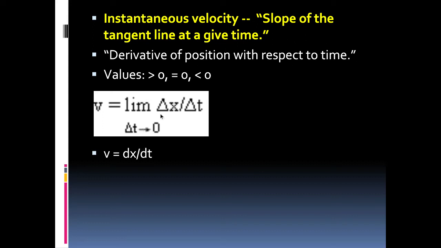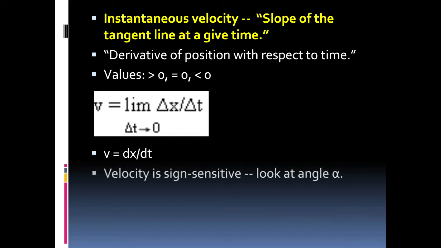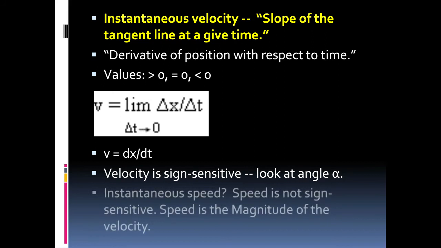You change the deltas to d's, and this would be the derivative of x with respect to t. The first derivative of position with respect to time is the velocity, the instantaneous velocity in this case. So velocity is sign sensitive. You should look at that alpha angle. Now the question is, is there an instantaneous speed? Well, speed is not sign sensitive. Speed is the magnitude of the velocity. You can think of it that way, the magnitude of this instantaneous velocity.